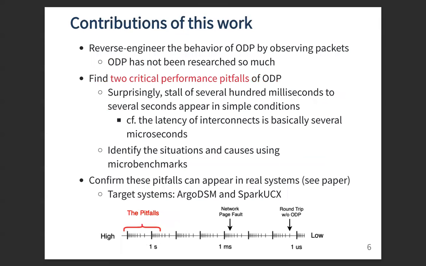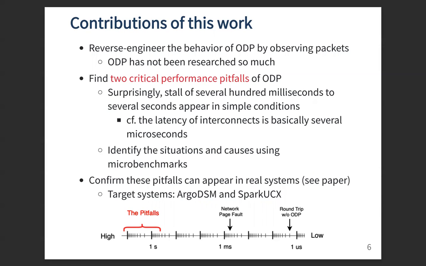Here, I'm going to introduce the contributions of this work. First, we reverse engineer the behavior of ODP. Because ODP has not been researched so much and not enough information is public, we start this work by capturing packets and observing the behavior. Then we find two critical performance pitfalls of ODP. We will show that stalls of several hundred milliseconds to several seconds appear in simple conditions. As the figure below shows, this is a surprisingly long stall.